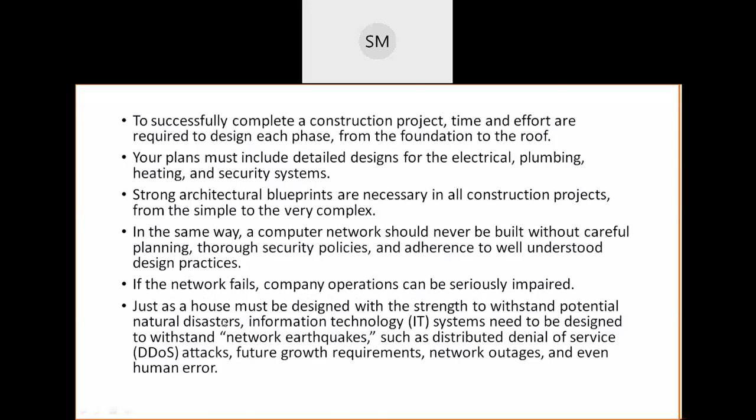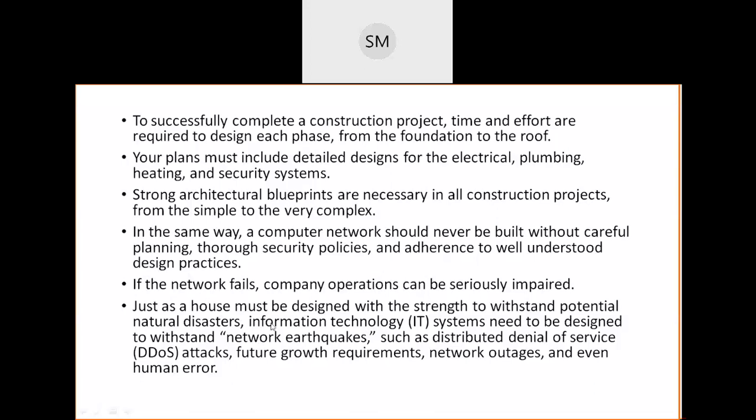Just as a house must be designed with the strength to withstand potential natural disasters, whenever we construct a house, we don't simply construct it without any plan. We plan it properly, even if heavy rains, disasters, earthquakes, or floods come there. That construction should tolerate all these natural disasters. That way, we construct that house very strongly, right? Here also, we should give so much security and strength to our computer networks. I hope you are understanding. I am just comparing our civil engineering with our computer science engineering.